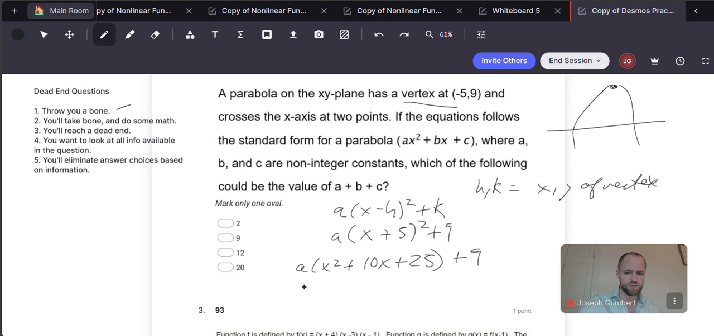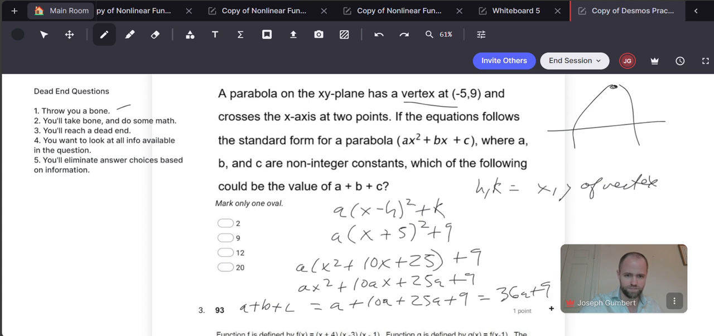From here, we're going to distribute the a. So ax squared plus 10ax plus 25a plus 9. It's here that most people are going to give up. They're going to feel like they just reached a dead end, because at best they'll be able to see that a plus b plus c is going to equal a plus 10a plus 25a plus 9. And so that's in total 36a plus 9.